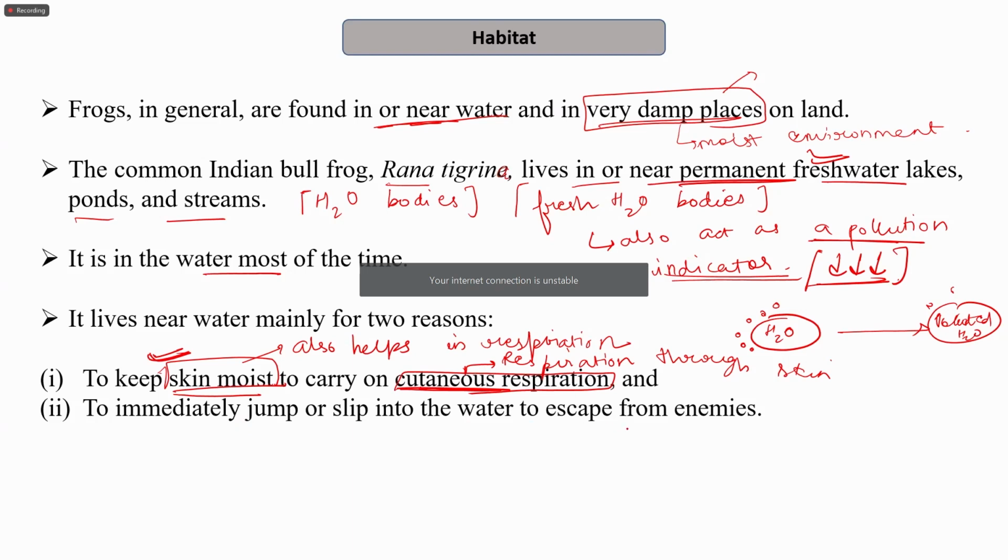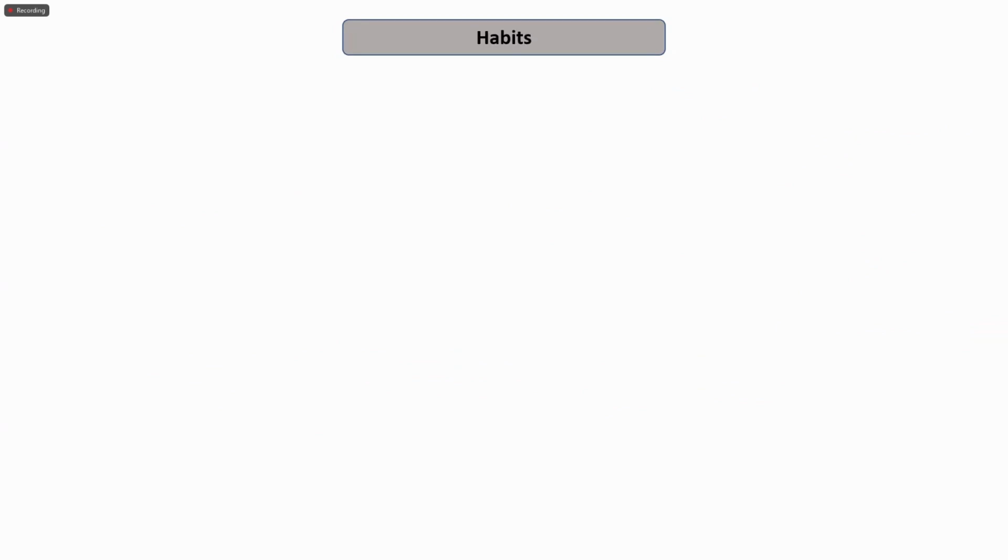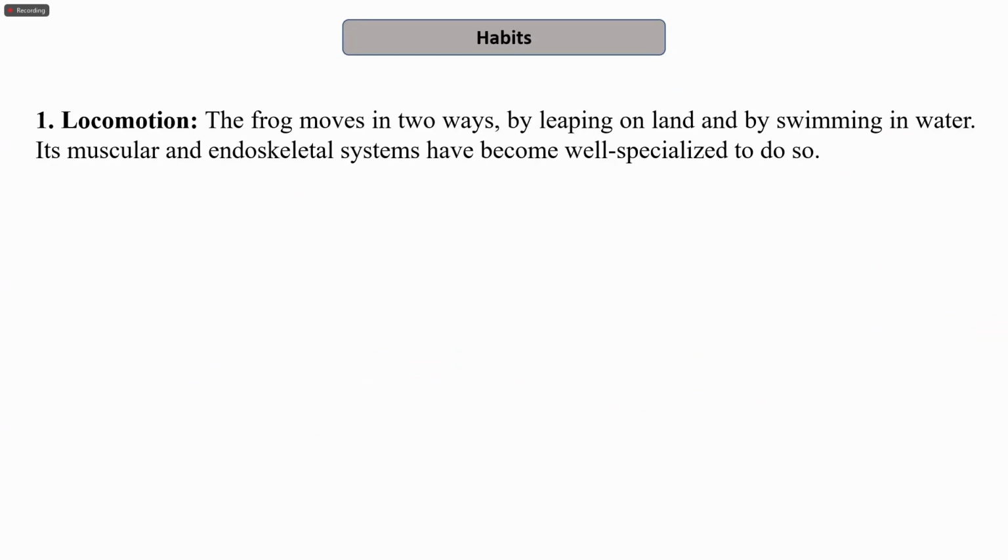And in case there is a chance of any attack by enemies, it can immediately jump or slip into the water to escape from the enemies. Therefore, frogs, for example Rana tigrina, are usually present in or around water bodies. So this is their habitat. Now we will talk about the different habits. Firstly is locomotion, that is the movement.